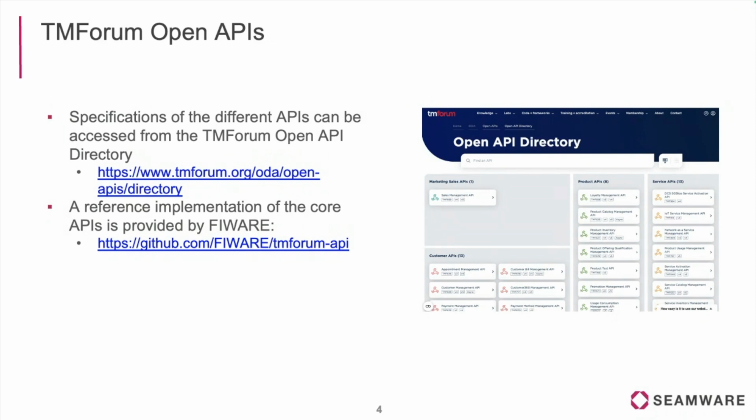As part of FIWARE, we are providing a reference implementation of a subset of what we call the core APIs, which is in the FIWARE GitHub. And this is the implementation that we use in our projects, and this is the implementation that is also part of the FIWARE Data Space Connector.